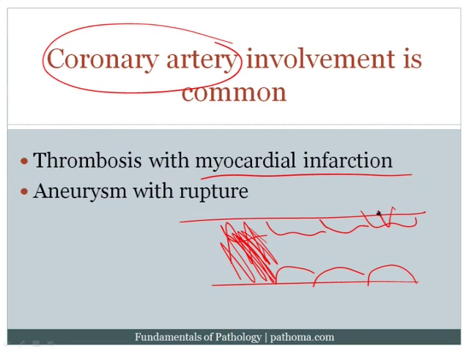Another problem is that if you inflame the blood vessel wall, one of the complications whenever you inflame the wall is that it becomes weak. That can increase the risk for dilatation, which is called an aneurysm. And of course, when you have an aneurysm, you increase the stress on the wall and increase the risk of rupture. So these can eventually rupture, which would be another complication of Kawasaki's disease.